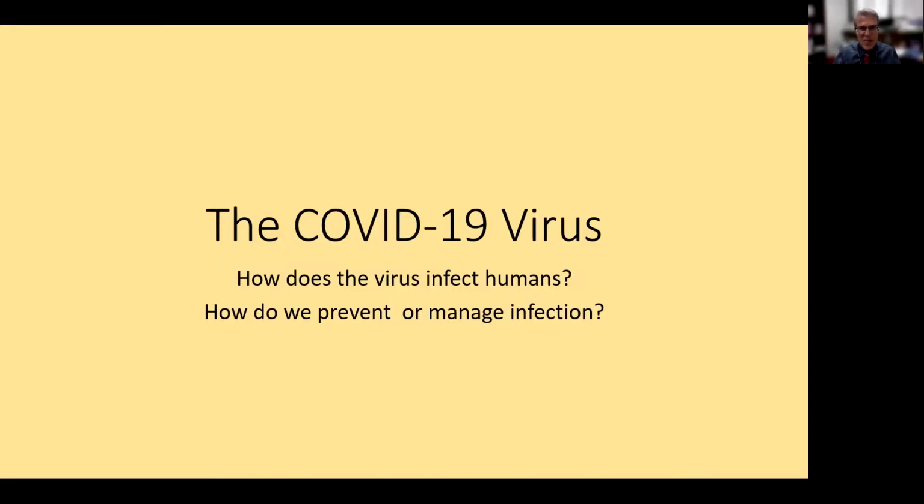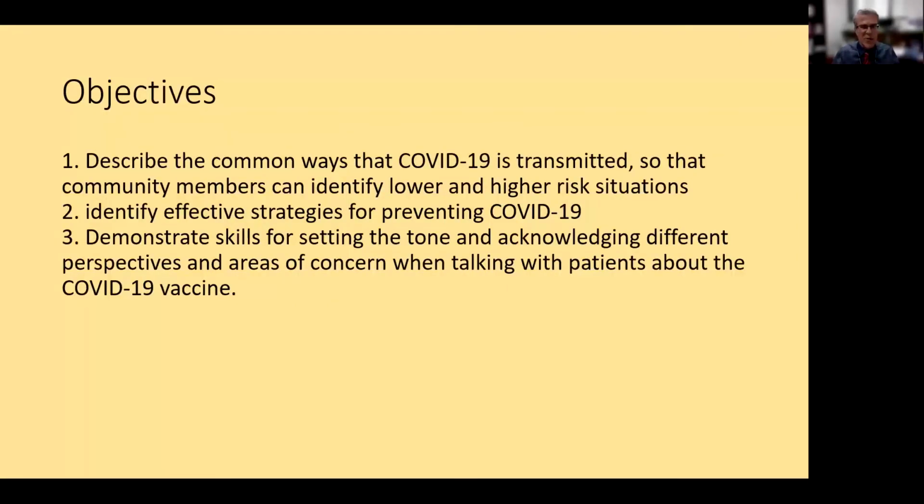So our objectives, which are on the next slide, are going to be to talk about common ways that COVID-19 is transmitted so that people in the community, the folks that you work with in the neighborhoods, can identify a lower or a higher risk situation for themselves and hopefully take the needed precautions, which would be neither too little nor too much to make sure they stay safe.